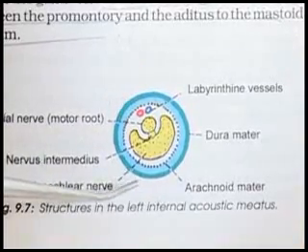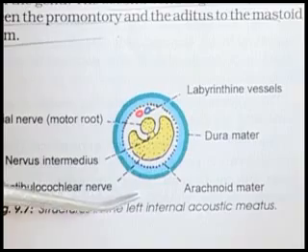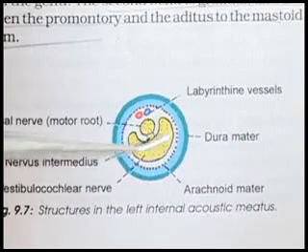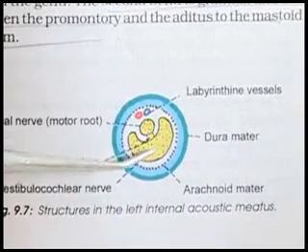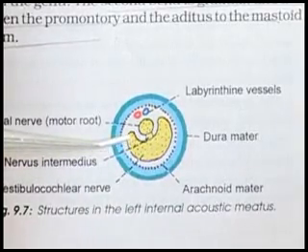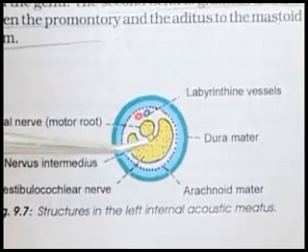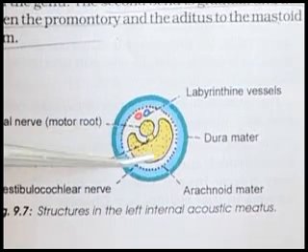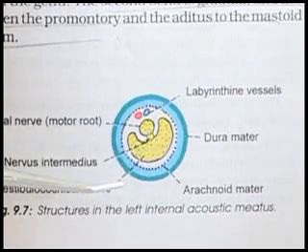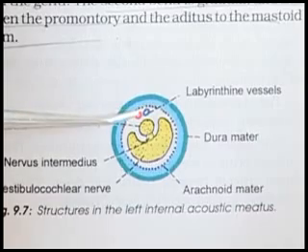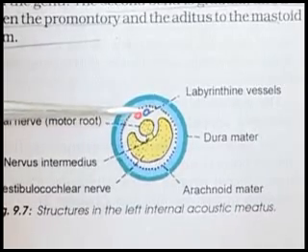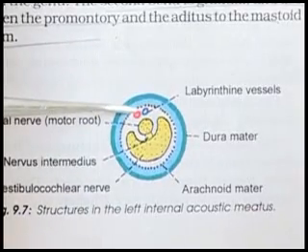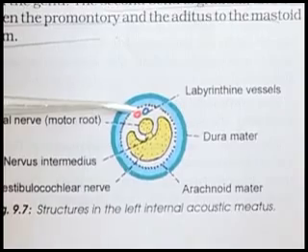The figure shows the structures lying in the internal acoustic meatus. The large one is the 8th nerve, or the vestibulocochlear nerve, and the two roots of the 7th nerve. The sensory root is interposed between the motor root of the 7th and the 8th nerve. And we have the labyrinthine vessels. The labyrinthine artery is a branch of the basilar artery, supplies the internal ear, and is characterized by the important fact that it is an end artery.